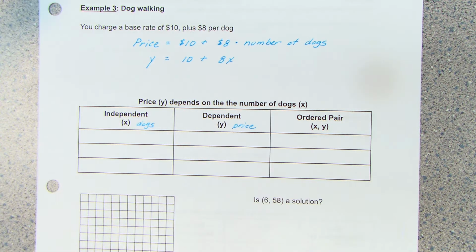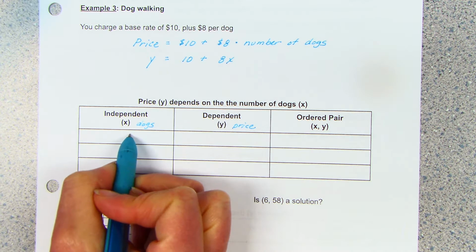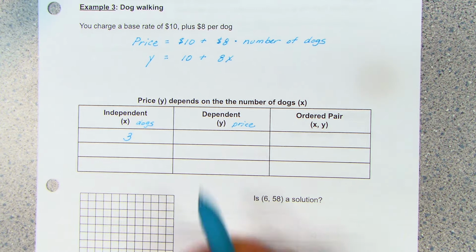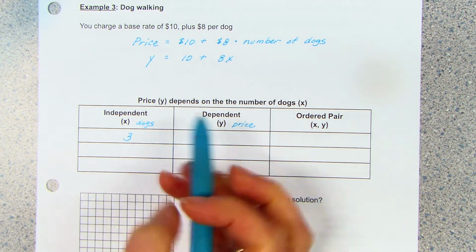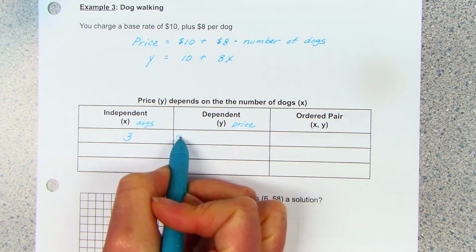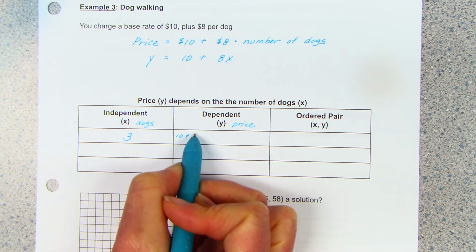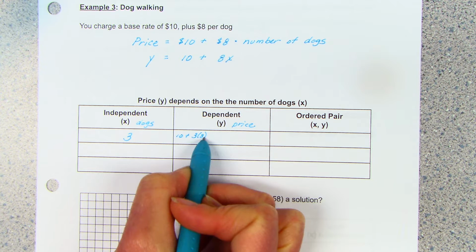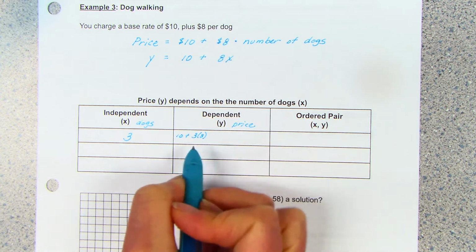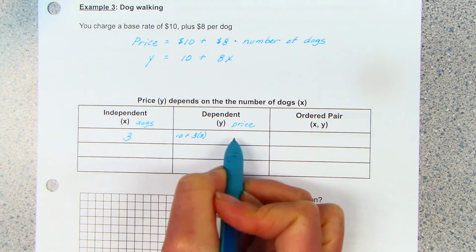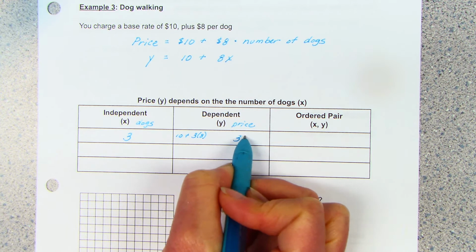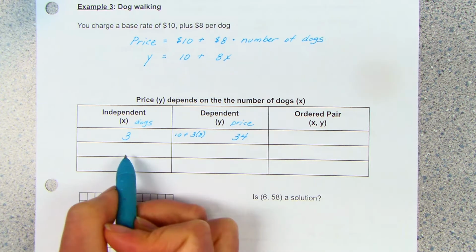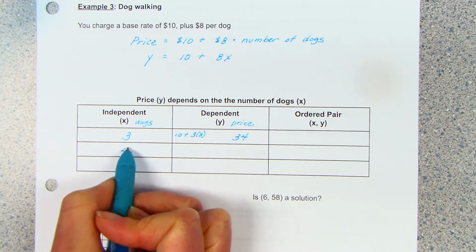So let's just choose some numbers. I'm going to choose 3. So if I walk 3 dogs, then to find out how much that costs, it's $10 plus 3 dogs times 8. And so that's 3 times 8 is 24, plus 10 is 34. Remember that you are allowed to use a calculator, or you can practice your math, get your skills strong.